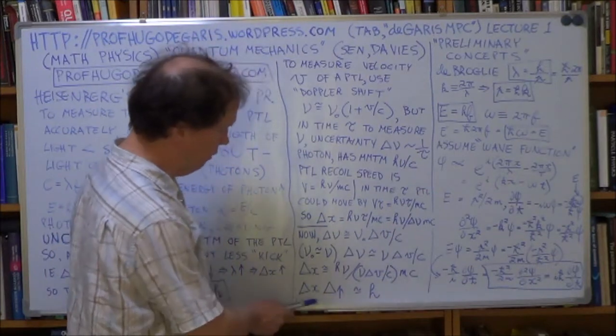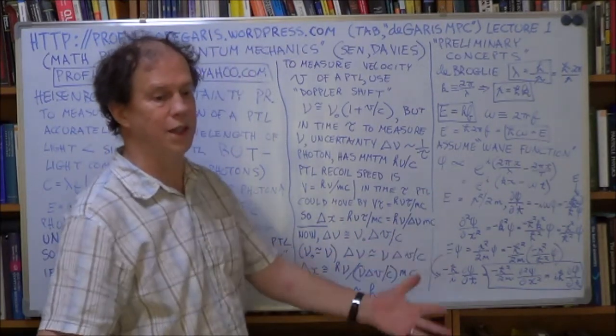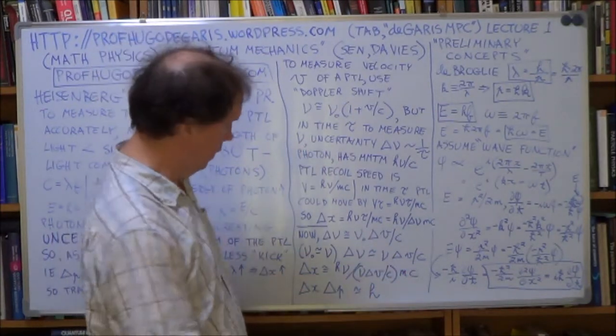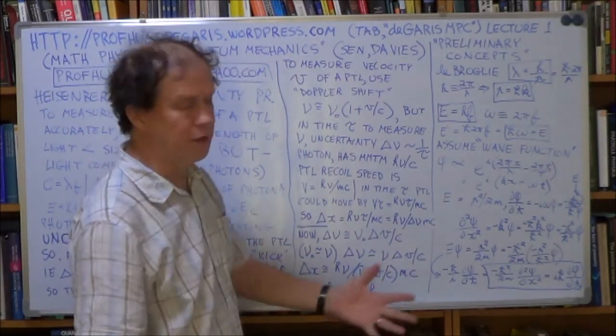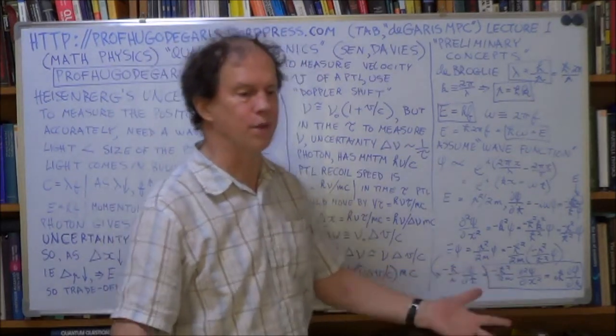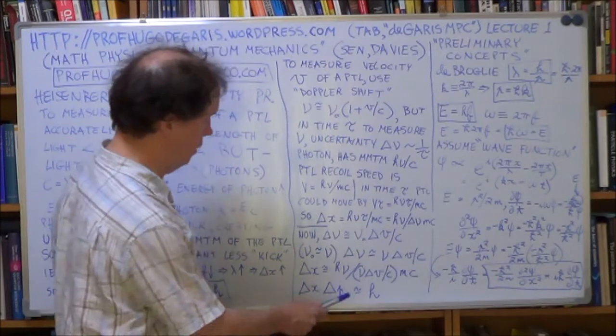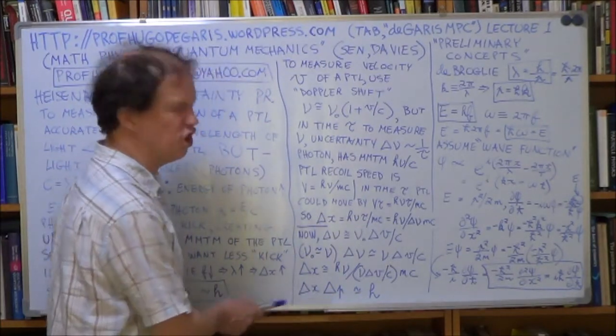So these uncertainties are very, very small. In the human scale world, these uncertainties are really tiny. So we don't notice the Heisenberg uncertainty principle in daily life because these uncertainties are just so tiny.